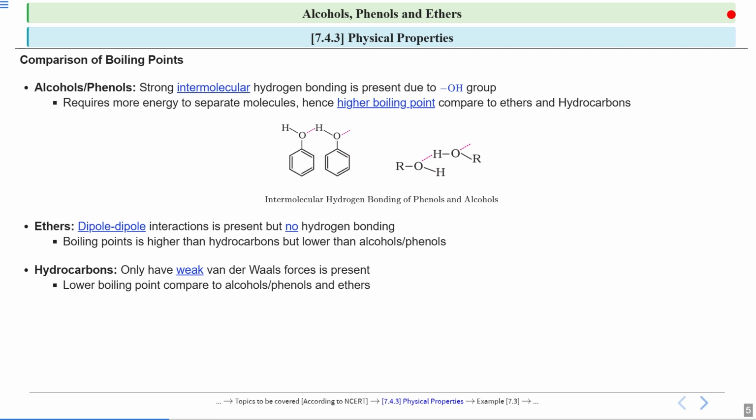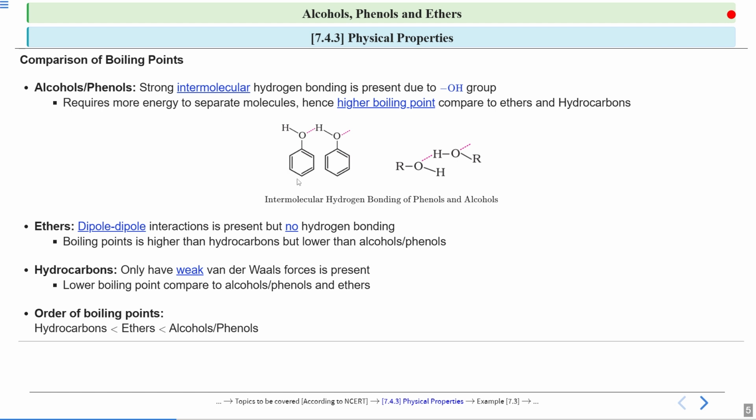Okay, so here we compare the boiling points of alcohols, phenols, ethers and hydrocarbons. But in the case of phenols, you have this benzene ring. Because of this benzene ring, phenols have a lower boiling point as compared to alcohols, if I compare alcohols and phenols. So if I compare the order of boiling points, then alcohols and phenols have the highest boiling point, then comes the ether, and then comes the hydrocarbons.